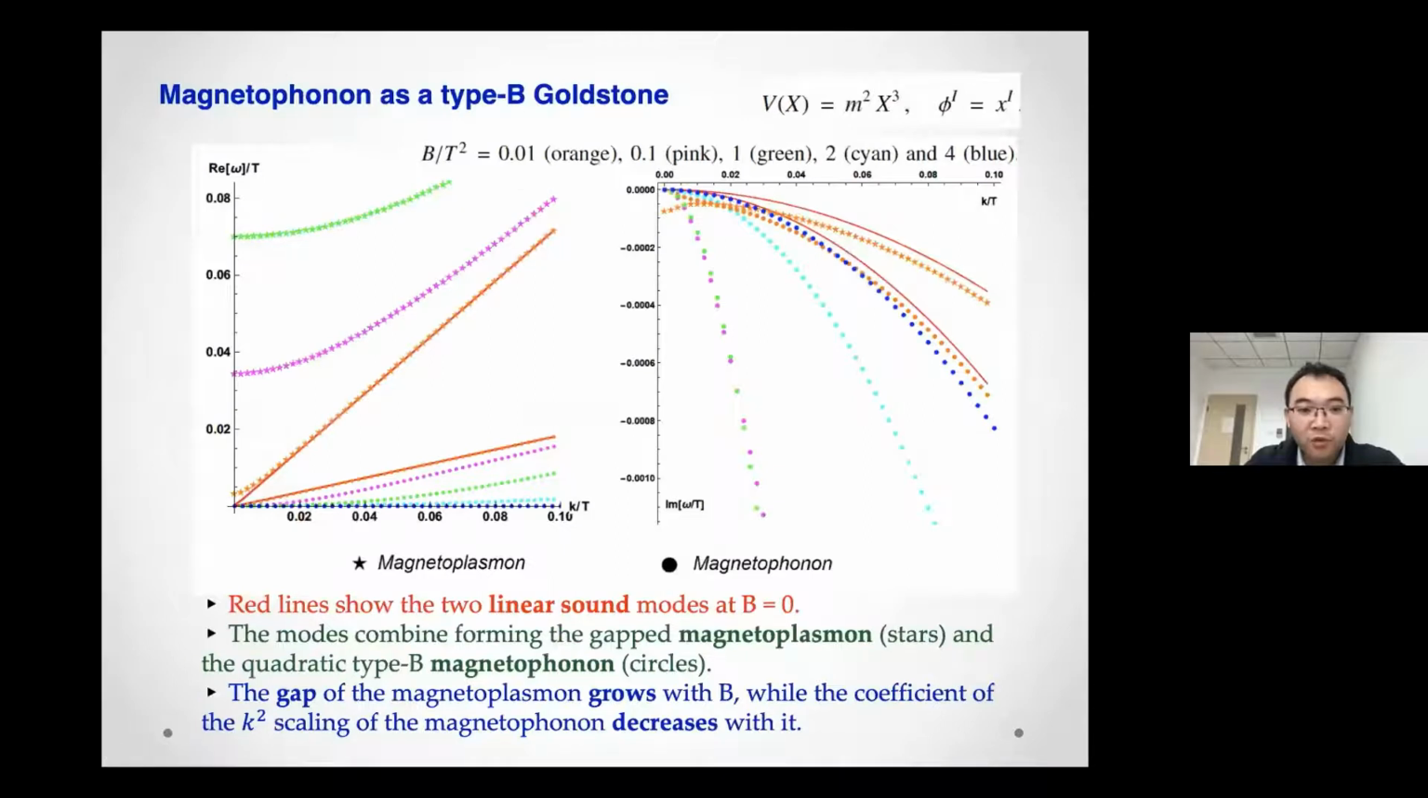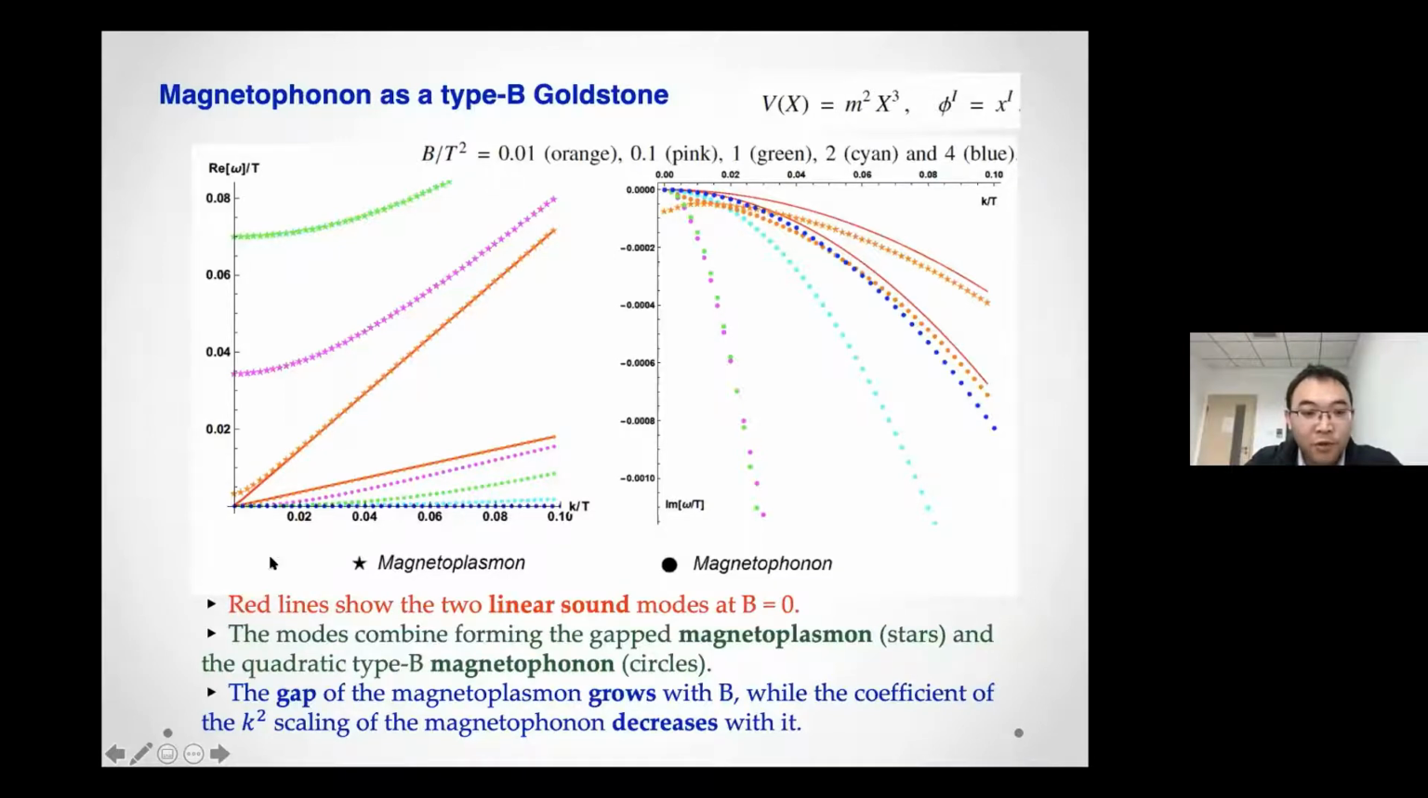Actually, here we show the result from the holographic model. So we consider this case. With this power, the translation symmetry is broken purely spontaneously. Here, the two red lines show the two linear sound modes at zero magnetic field. You see, there is no gap.